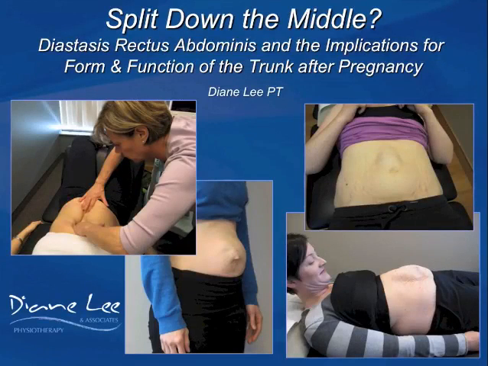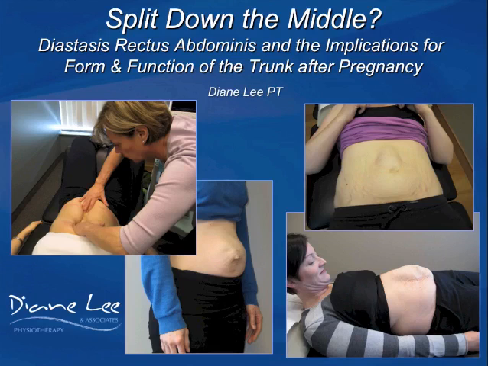Okay, so welcome back to part 2 of this lecture, New Perspectives from the Integrated Systems Model. And the topic now is going to be on a lecture that's been called Split Down the Middle, Diastasis Rectus Abdominis, and the Implications for Form and Function of the Trunk After Pregnancy.